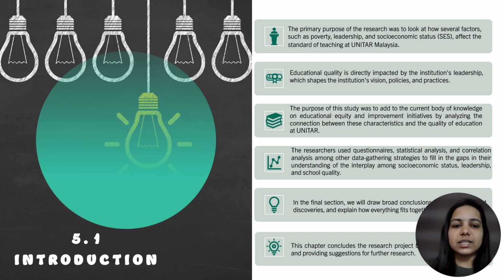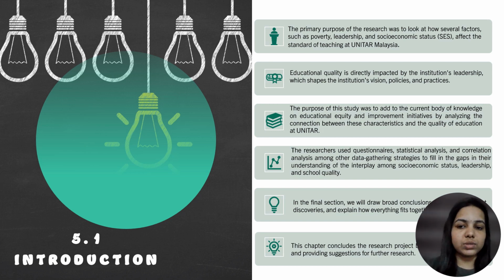Introduction. This section concludes the research and provides important takeaways and suggestions based on the findings. The primary purpose of the research was to look at how several factors such as poverty, leadership, and socio-economic status affect the standard of teaching at UNITAR Malaysia. Since these factors are known to have significant impacts on student educational experience and outcomes, the study acknowledged the need of investigating them. Educational quality is directly impacted by the institution's leadership, which shapes the institution's vision, policies, and practices.